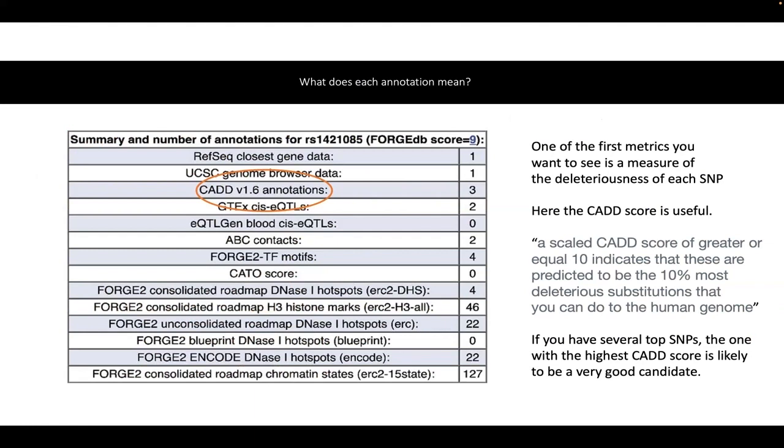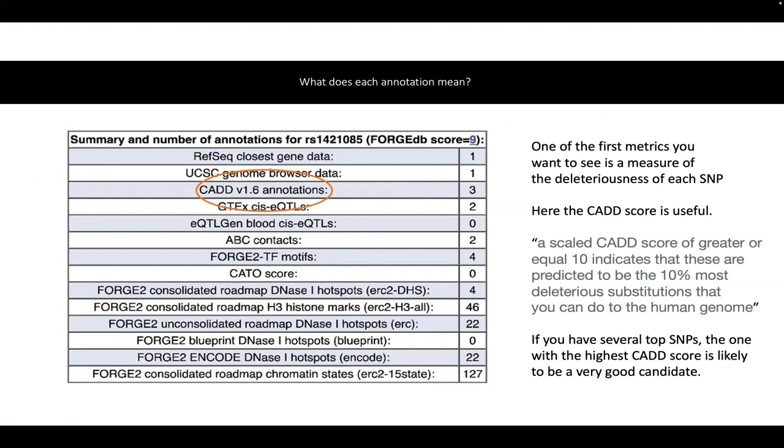The next annotation that we have for FORGEdb is a CADD score. The first thing you want to know about a SNP, if you're computational, is how deleterious it is. Some SNPs, when edited or altered, have almost no effect on protein expression, almost no effect on RNA-seq, and almost no effect on survival.